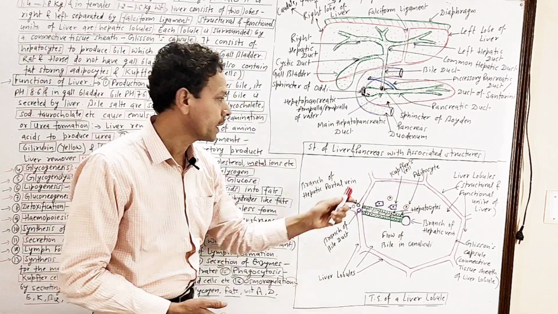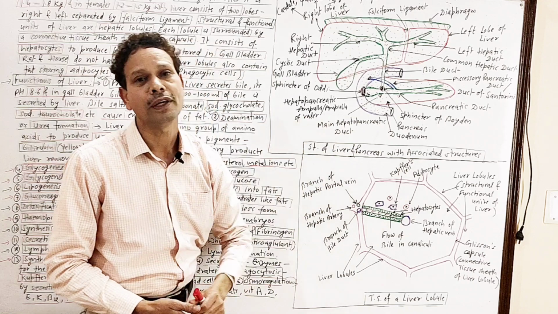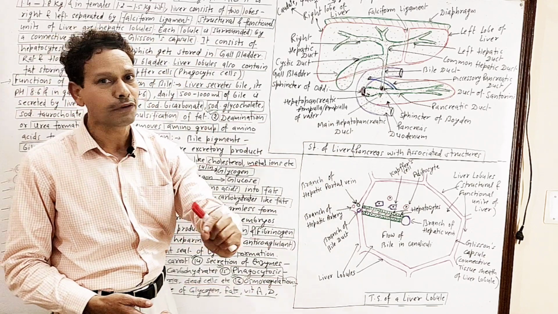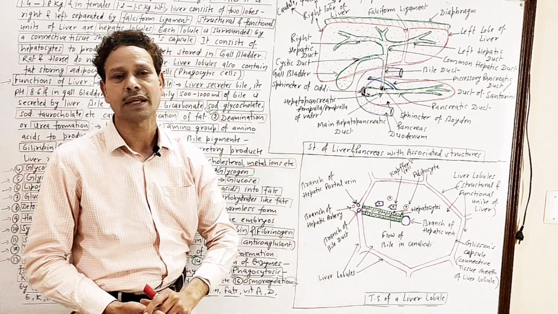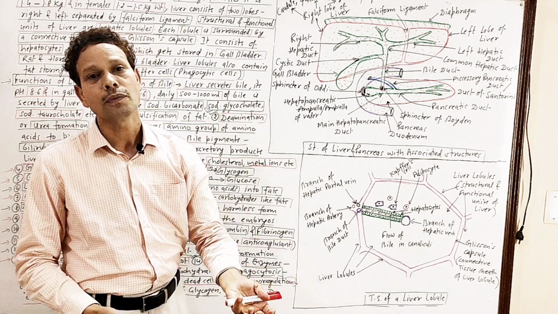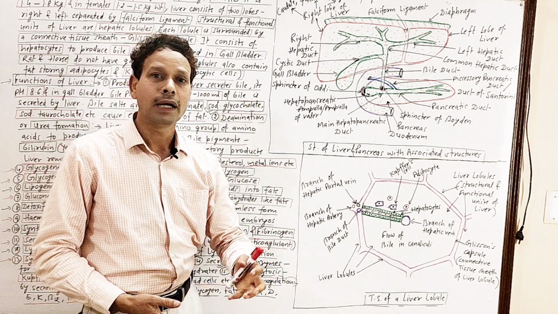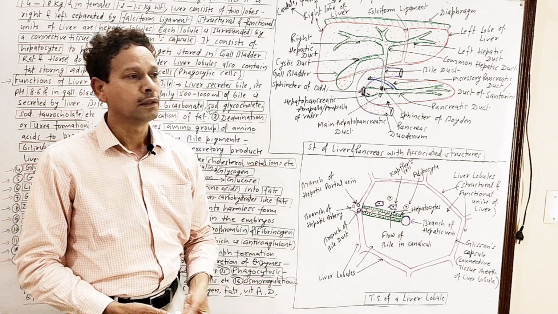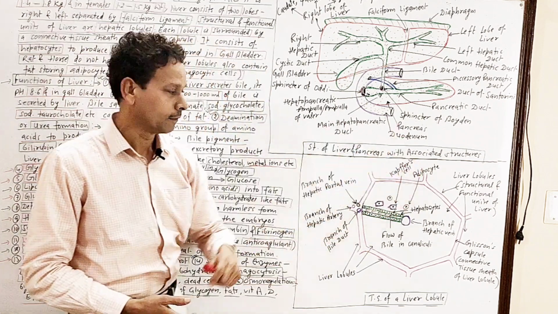Kupffer cells. These Kupffer cells are phagocytic cells which engulf and digest the microbes, the pathogenic bacteria, and the dead, worn out cells.